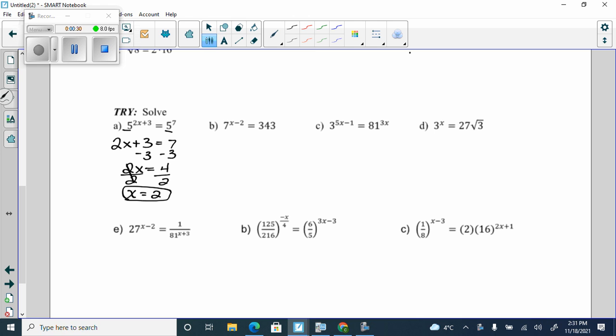B, what can I make them both be? Base what? 7. So 343 is 7 to the what? 3. Base 3. So then we have x minus 2 equals 3. Add 2. X equals 5.